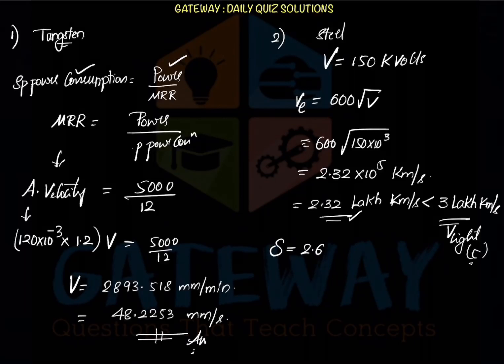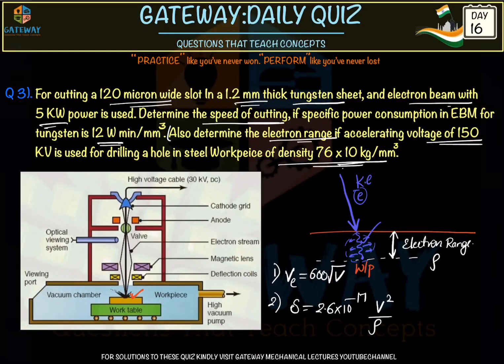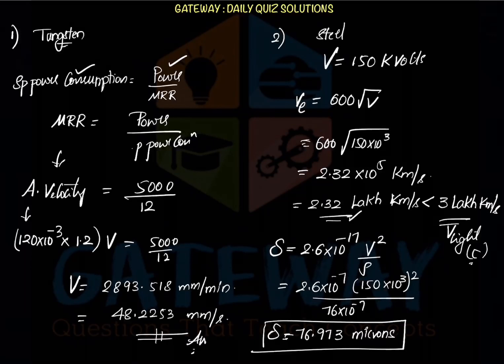And for that we were given an empirical relation: 2.6 into 10 power minus 17 V square upon rho. You need to remember these two empirical relations for electric discharge machining. This is equal to 2.6 into 10 power minus 17. The V was given in the question, 150 into 10 power 3, nothing but 150 kilowatts, upon the density rho, which was given in the question as 76 into 10 power minus 7. From this we will be getting the value of delta, and that comes out to be 76.973 microns. Meaning only 76.973 micrometers it can penetrate into the workpiece.